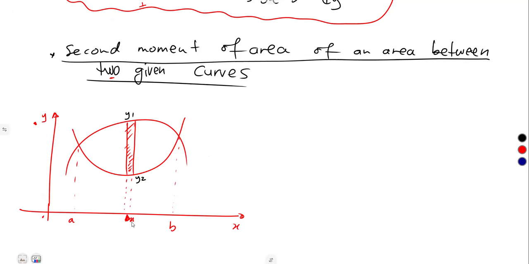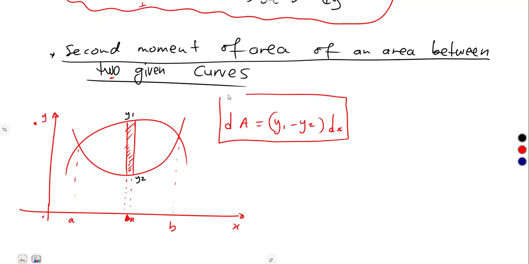From the area concept, the strip area in this case was going to be the difference y1 minus y2, the top minus the bottom, times the representative strip that you're given, dx. So that was the area of the strip, remember, from the introduction of your areas.